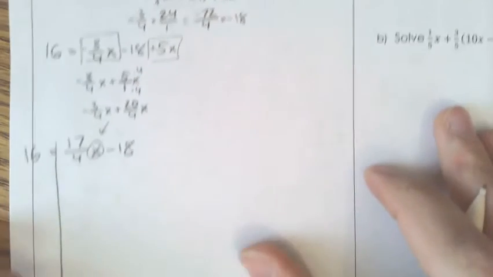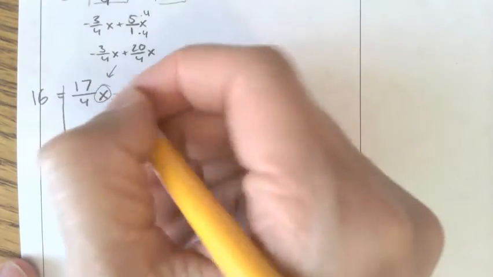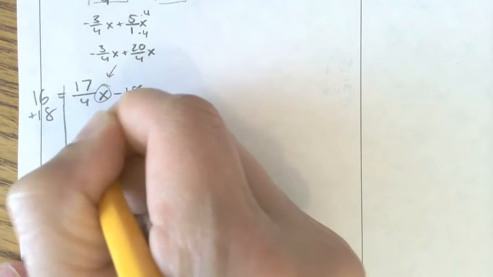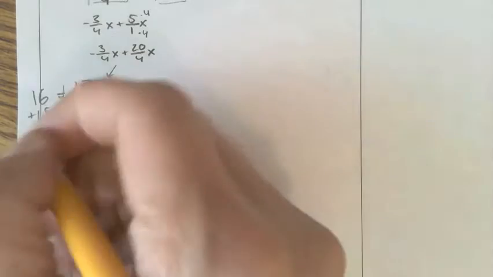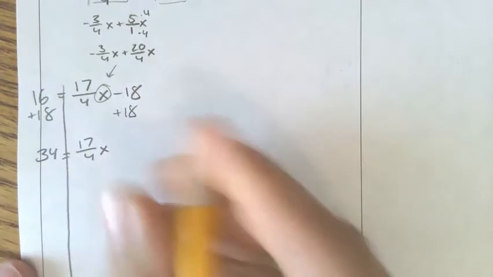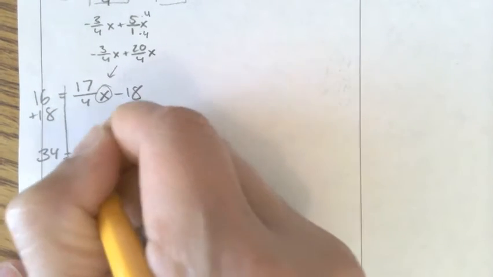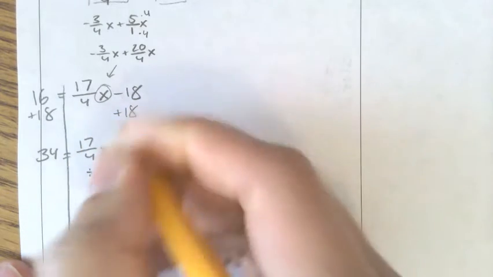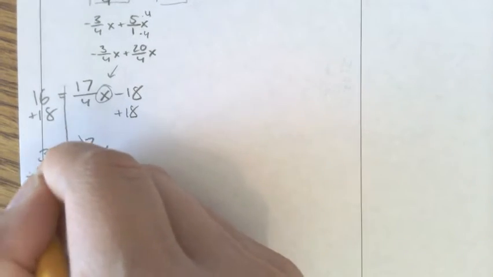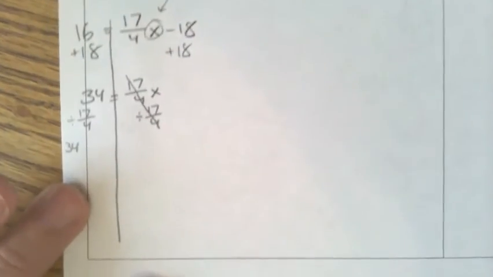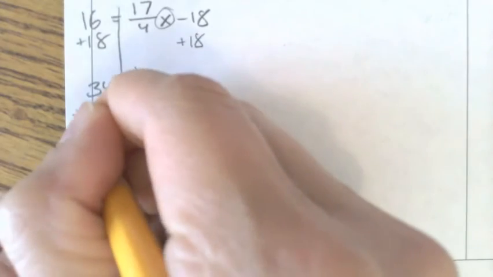Start off with that addition subtraction. We have subtraction for 18, so we're going to add 18 to get rid of it. And we have 17/4 x over here, and 16 plus 18 would give us 34. Then we would need to divide by 17/4, because this is 17/4 multiplied by x, and the opposite is dividing. So now we have to remember to divide 34. Let me see if I can zoom in for you here. So 34 divided by 17 over 4.